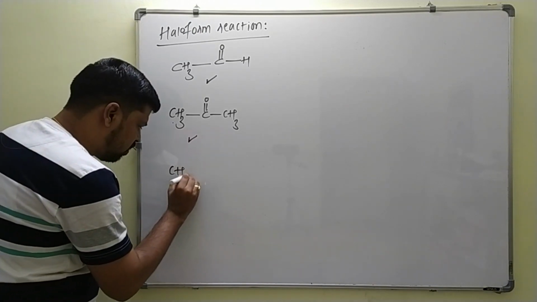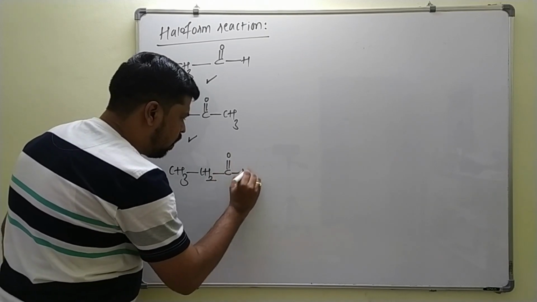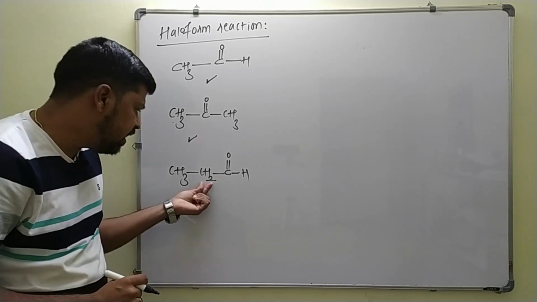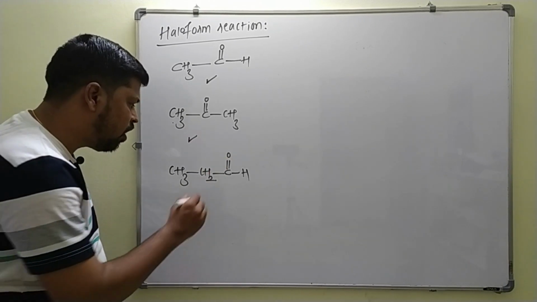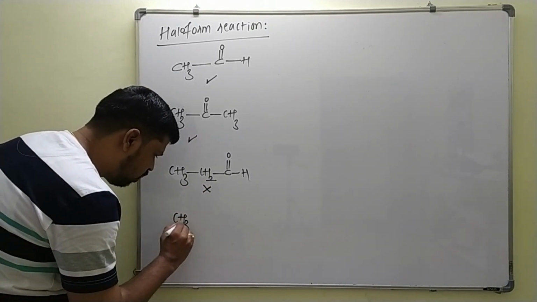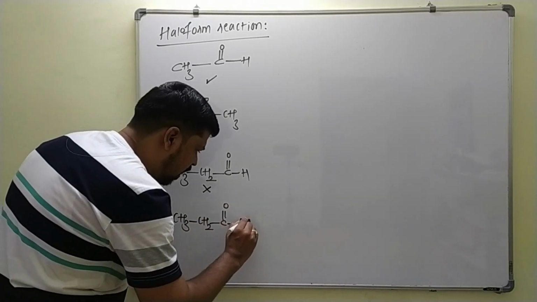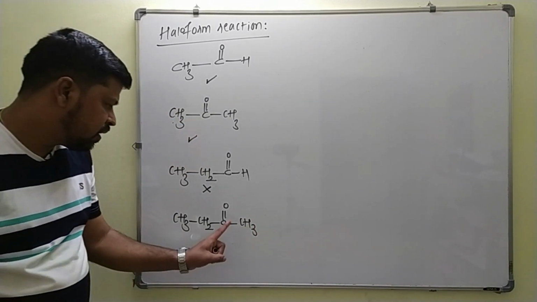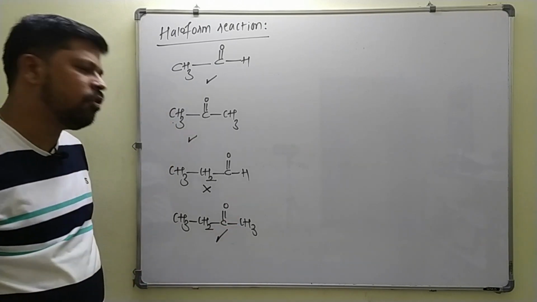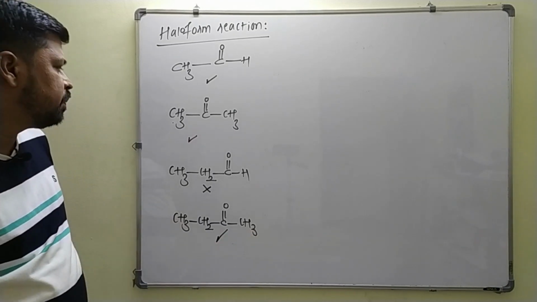Suppose if I take CH3 CH2 C double bond O and H. Here no methyl group is connected to the carbonyl group. Here a CH2 group is connected to the carbonyl, so it will not undergo haloform reaction. Suppose if you take CH3 CH2 C double bond O and CH3. Here it contains a methyl group connected to the carbonyl group. It will undergo haloform reaction. This side CH2 is there, but this side a methyl group is there, so it will undergo haloform reaction.